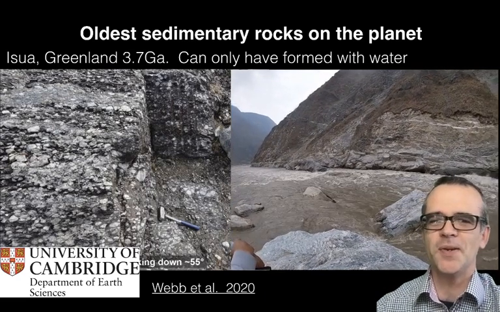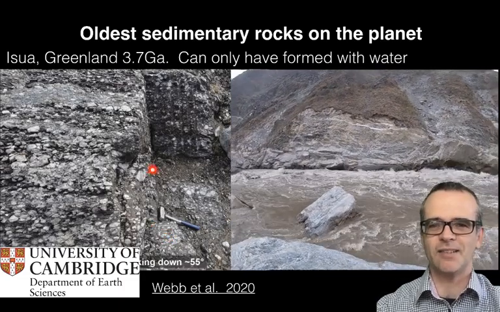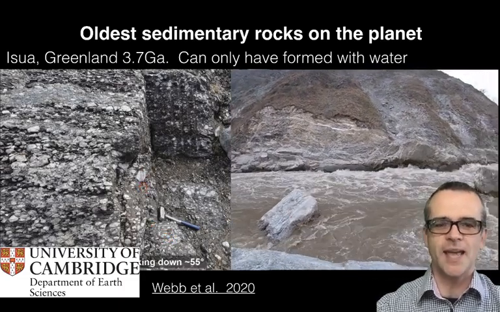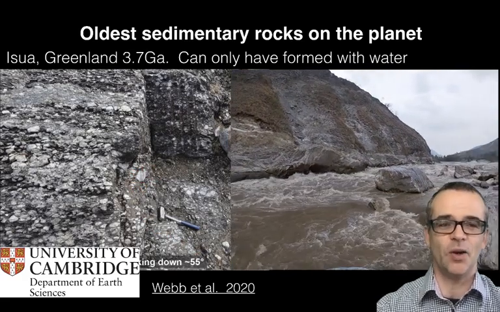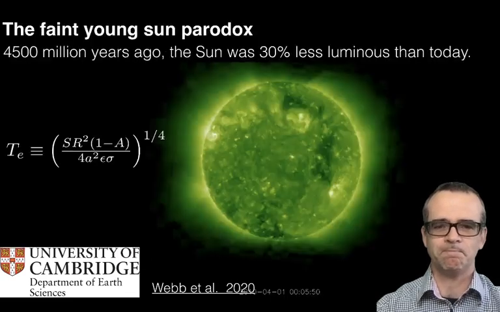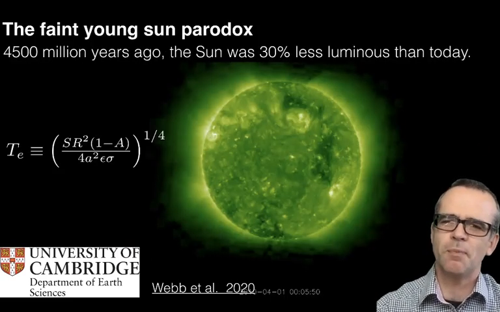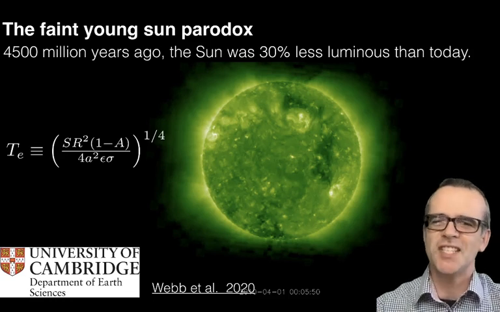All of the components in this rock, and we've got a hammer for scale down here, are rounded, and they must have formed in an environment like this river that we have on the right hand side here, a high energy river environment. But this leaves us with a bit of a problem. So we know that there's been liquid water on the planet for almost the entirety of the planetary history.